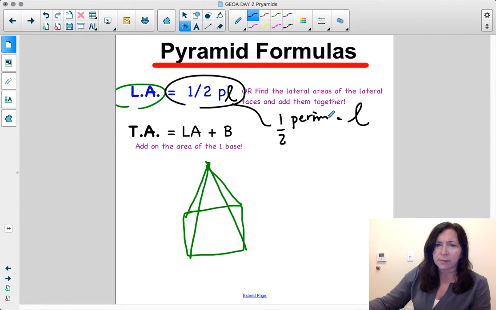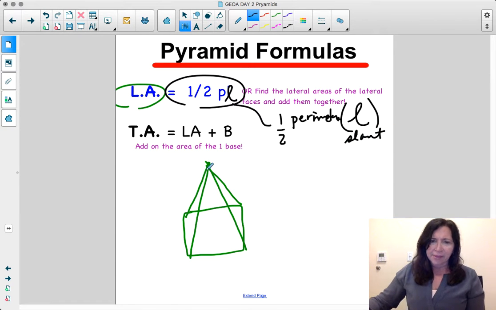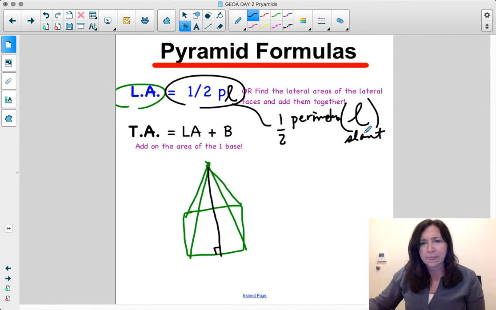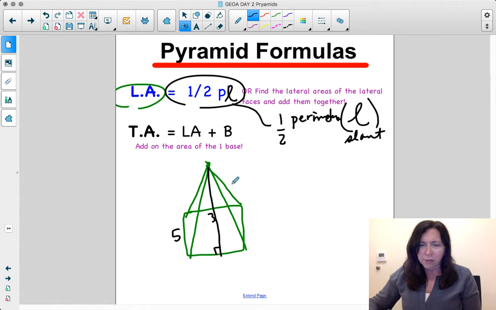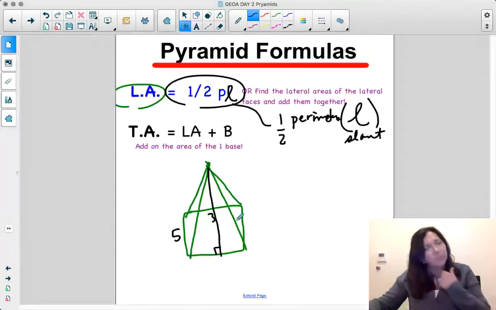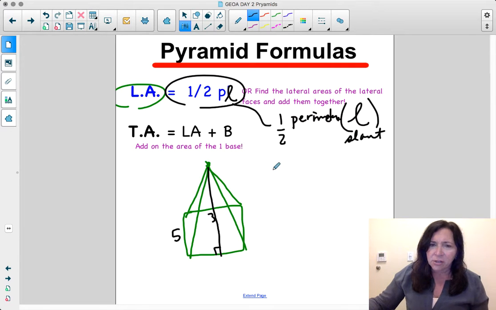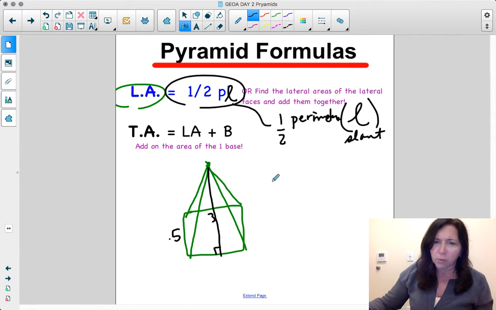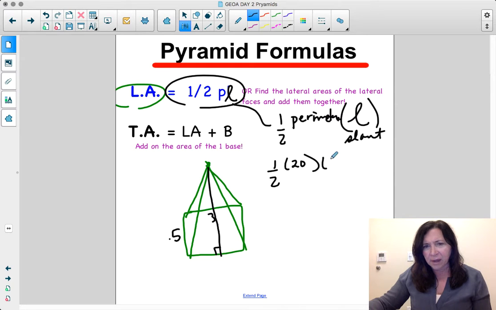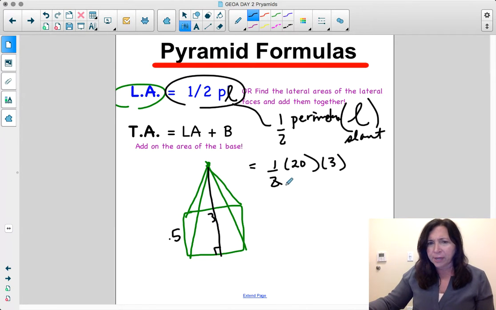So perimeter times my slant height. Basically, if my slant height here, remember, see how it comes out to the edge of the triangle? My slant height, let's say, is 3. My perimeter, let's say this is a regular 4-sided polygon, so that's going to be 5, 5, 5, 5. So the perimeter, 5 times 4, is 20. So 1/2 my perimeter, 20, times my slant height. My slant height, I said, was 3. So for the lateral area, 2 goes into 20, 10. 10 times 3 is 30 units squared. Unit times unit, unit squared.